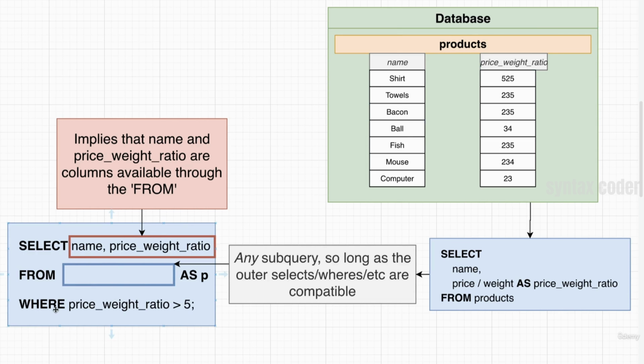Same thing with the where clause down here as well. If we try to refer to price, we're going to get an error because that column doesn't exist. If we try to refer to weight, nope, can't do it. We can't take a look at ID. The only things we can take a look at are name and price to weight ratio.